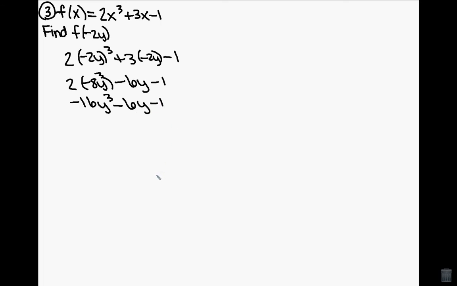That's all you can do to this problem. You can't combine anything. None of these are like terms. Unless these are the same letters to the same exponents, they cannot be added or subtracted together. So this is your final answer.